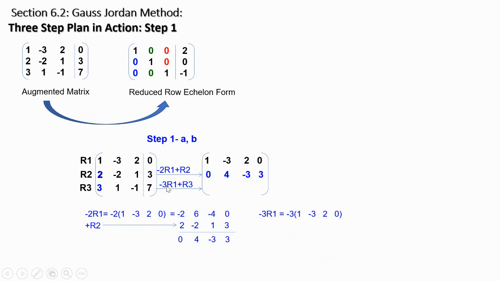Now I'm going to do the second part of step 1, which is -3 row 1. I'm going to multiply -3 times every term here. It's going to give us -3, 9, -6, 0. I'm going to add it to row 3, which is 3, 1, -1, 7. After we add them, it's going to give us 0, 10, -7, 7. So this is my new row 3. On my next slide, I'm going to continue, but I'm going to keep only what's here, and I'm going to show you step 2.